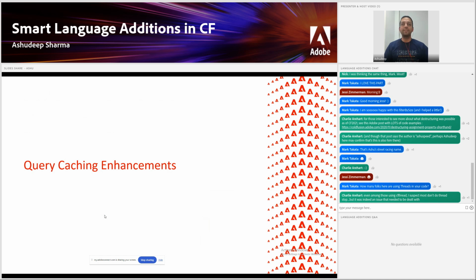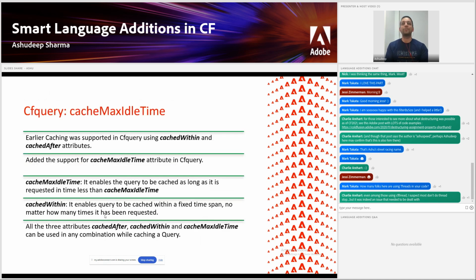Next, coming to query caching. Caching, I think, is always nice to have, and almost every application uses caching functionality. With respect to query caching, earlier we were using only the cached within and cached after attributes, and those could not be used together, which we found kind of weird.